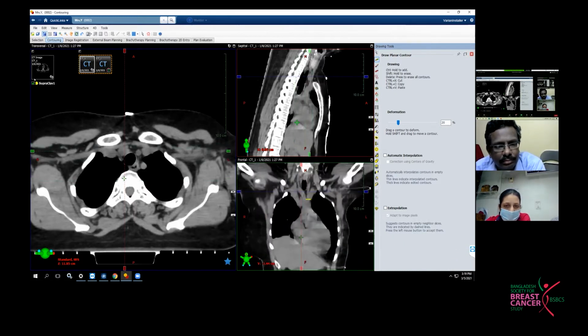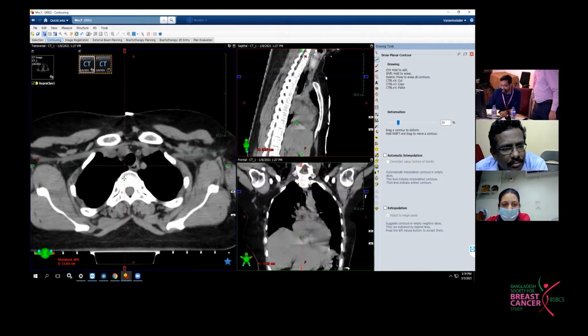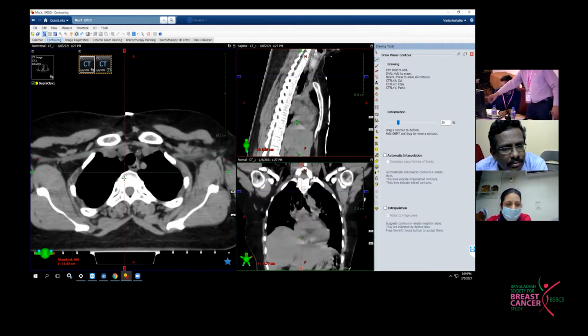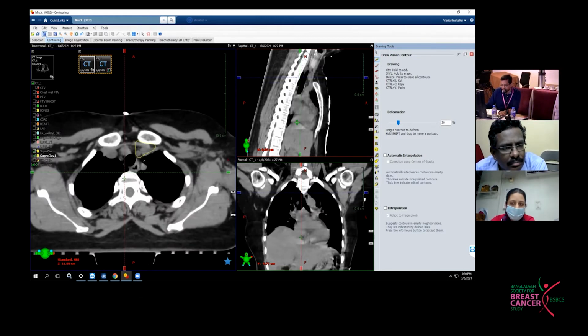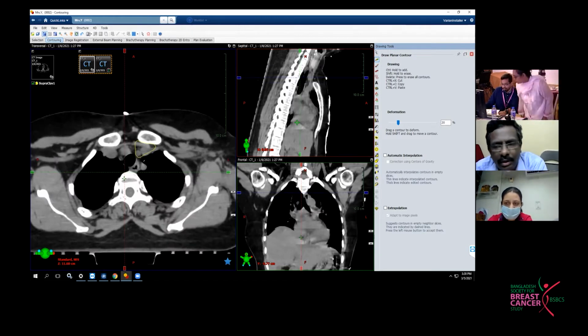So can you show us the bifurcation just for teaching purpose? Can you show us where you would stop if you were drawing according to ISTRO? Rajesh, you can also comment on this aspect. Yes, later.